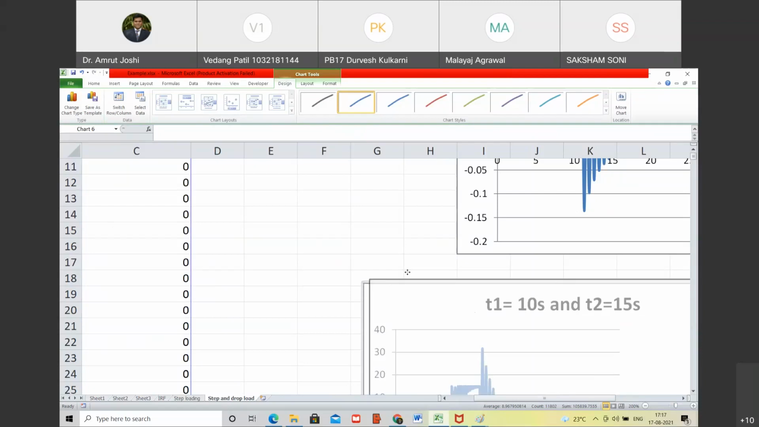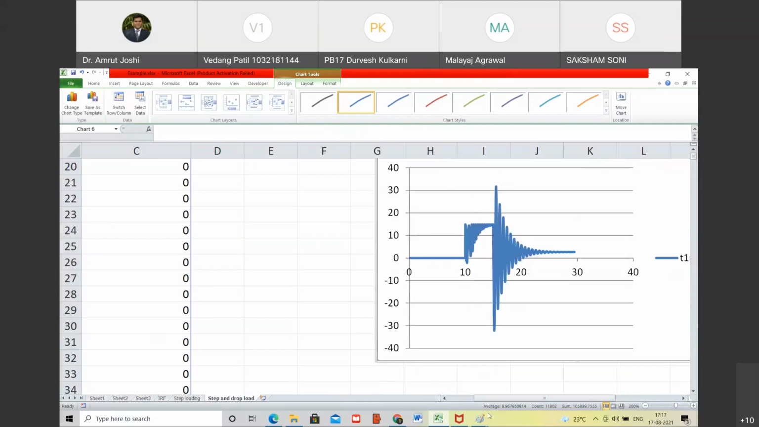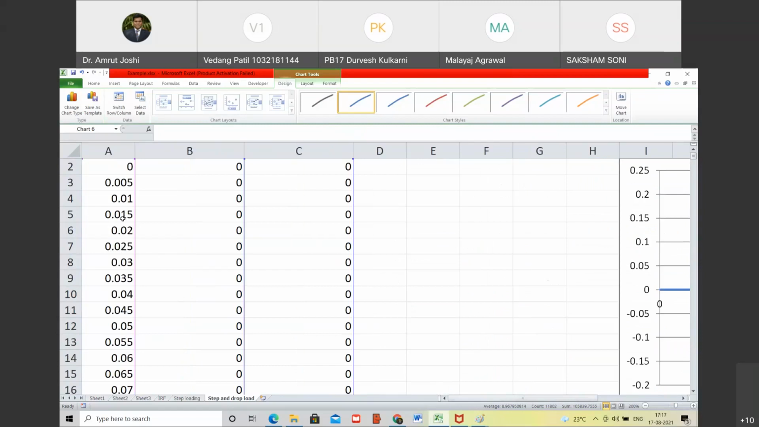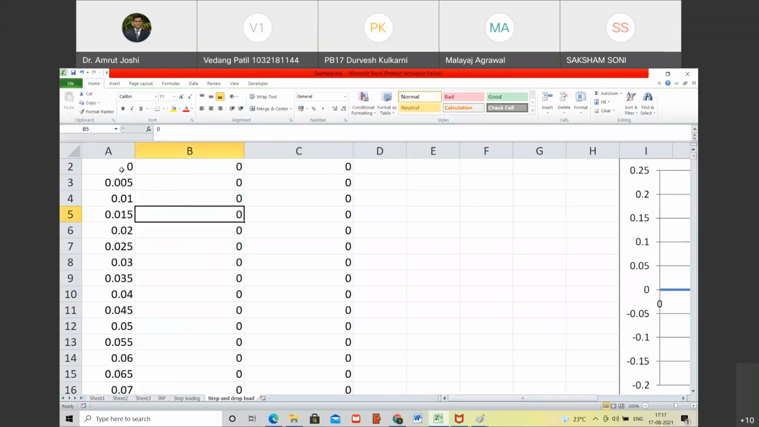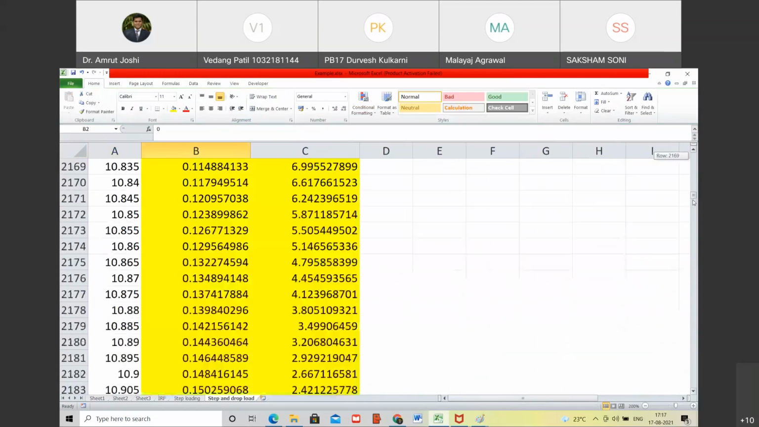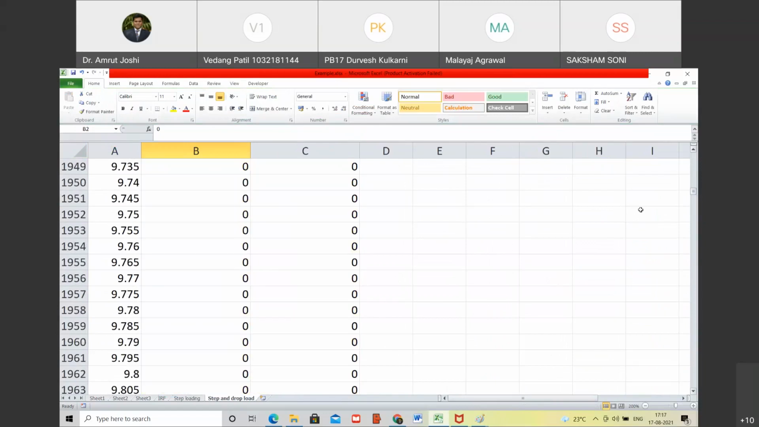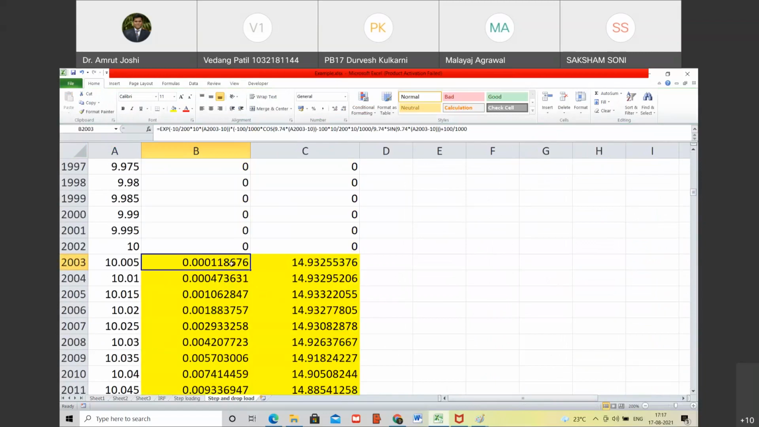See, we have made some mistake. Otherwise, the graph won't come like this. So let us see what is the mistake. So while writing down the expression, we must have made some mistake. So let us see where it is. One minute. So this is the first one.